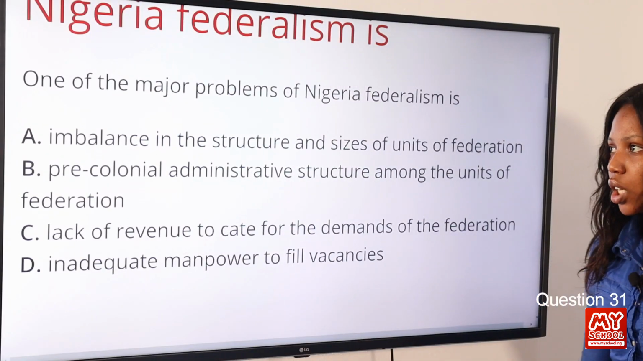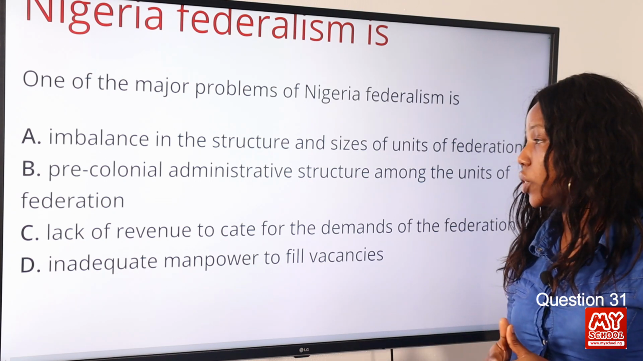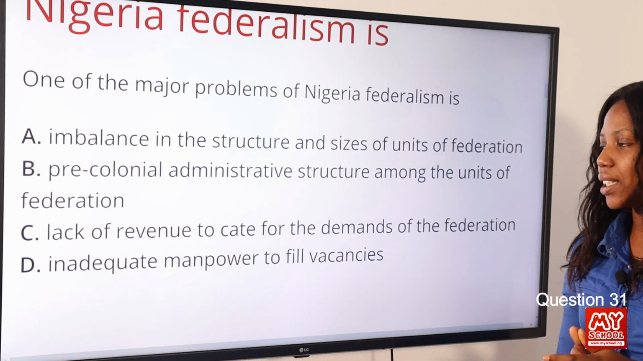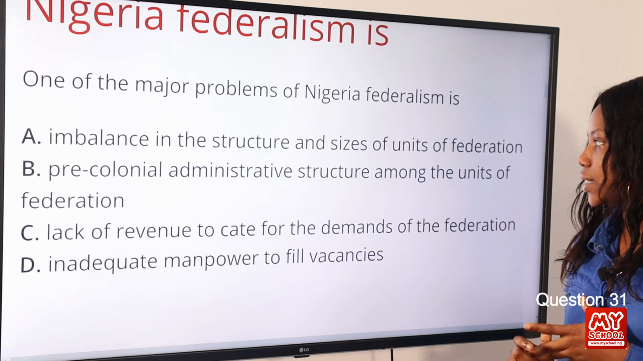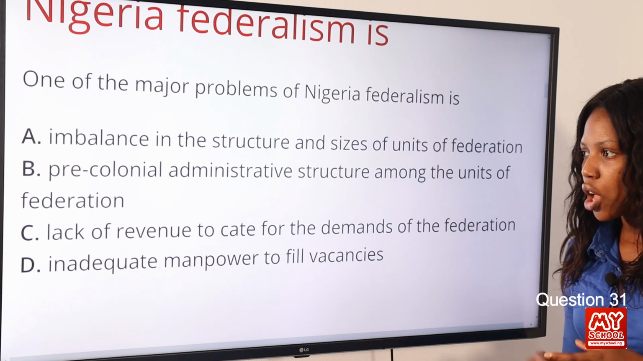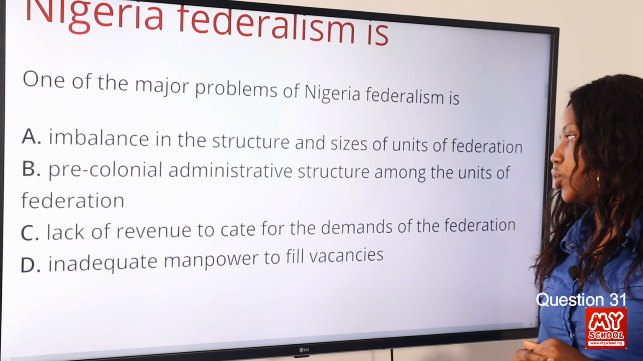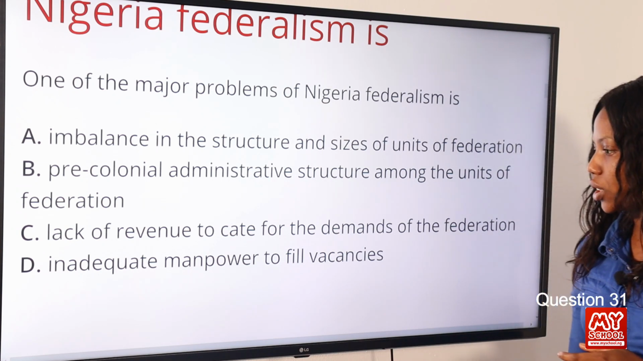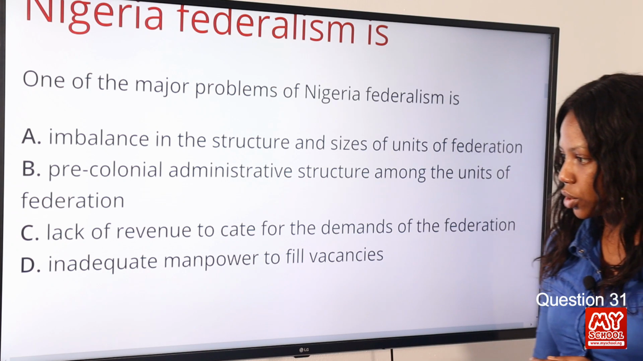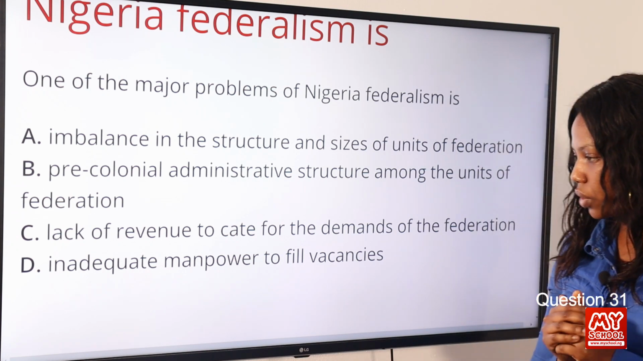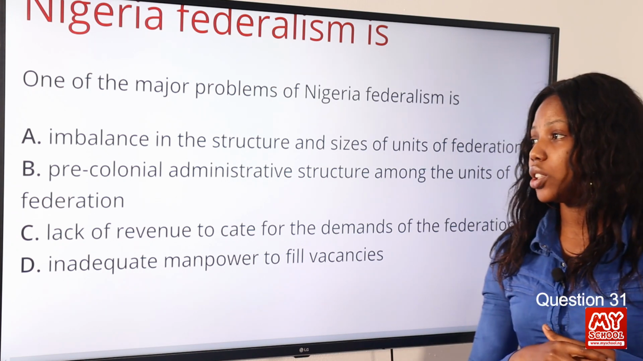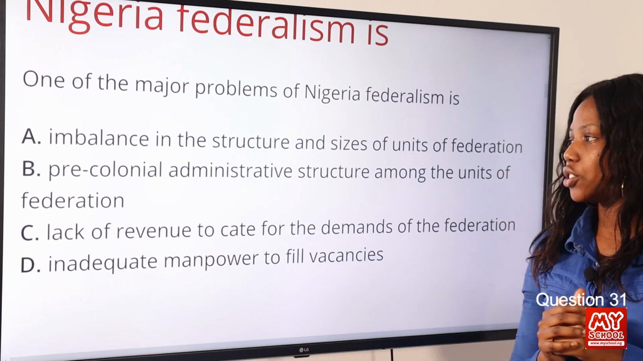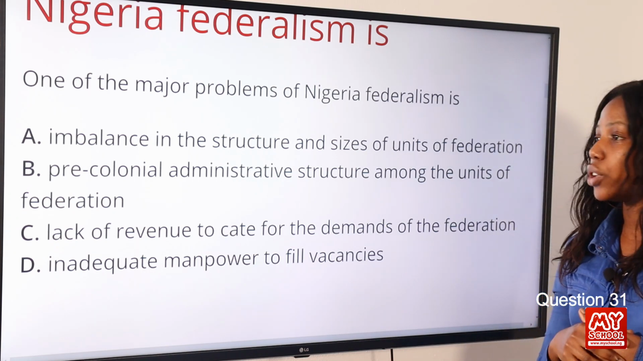Question 31. One of the major problems of Nigerian federalism is option A, imbalance in the structure and sizes of units of federation. Option B, pre-colonial administrative structure among the units of federation. Option C, lack of revenue to cater for the demands of the federation. Option D, inadequate manpower to fill vacancies. The answer to this question is option A, imbalance in the structure and sizes of units of federation.